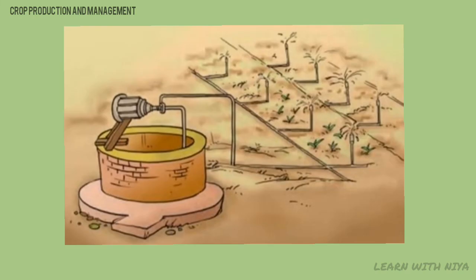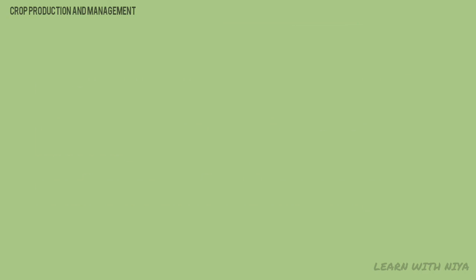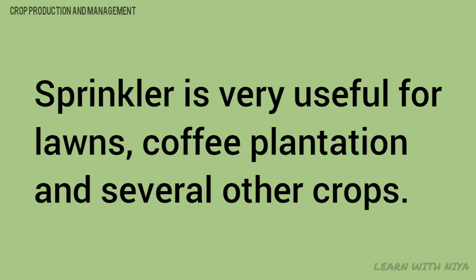The perpendicular pipes having rotating nozzles on top are joined to the main pipeline at regular intervals. When water is allowed to flow through the main pipe under pressure with the help of a pump, it escapes from the rotating nozzles. It gets sprinkled on the crop as if it is raining. Sprinkler is very useful for lawns, coffee plantation, and several other crops.